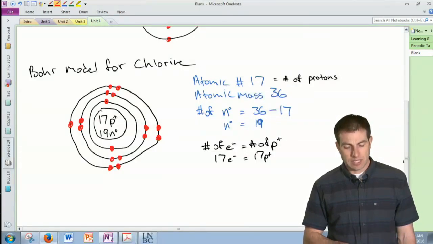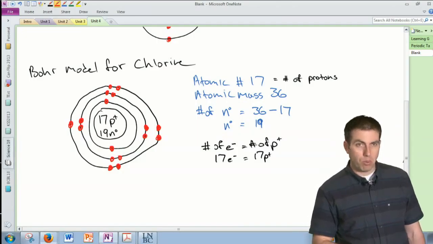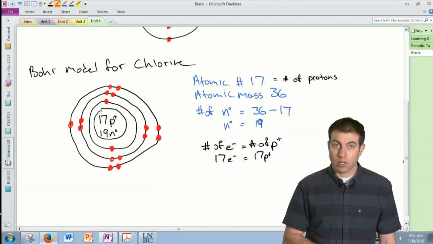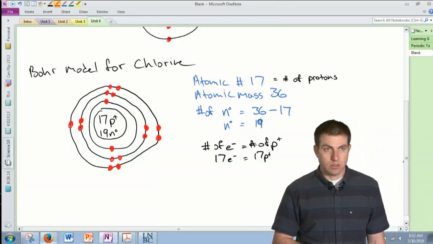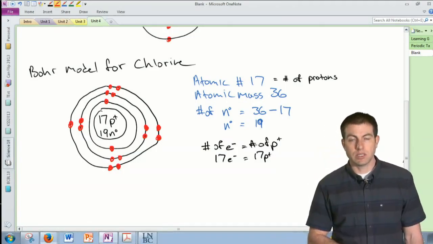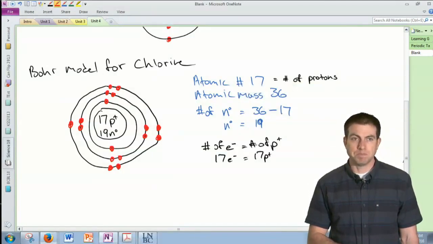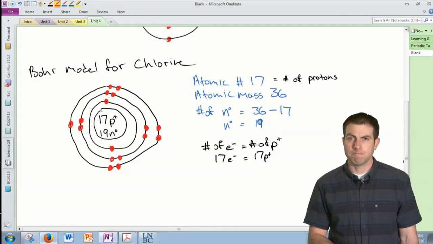So does anybody have any questions about Bohr models? We're going to maybe cruise on a little bit into the notes, and we'll come back to Bohr models in a little bit.